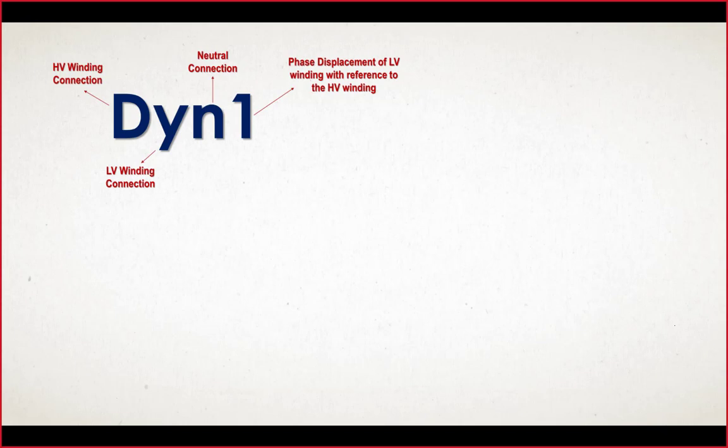So here is that notation that is known as vector group. Here are the two letters that describe the connection of the winding. D stands for delta and Y stands for Y. The first letter will correspond to the high voltage side. If high voltage side is connected in delta, so first letter of this vector group will be capital D. If high voltage side is connected in Y, then this first letter will be capital Y.